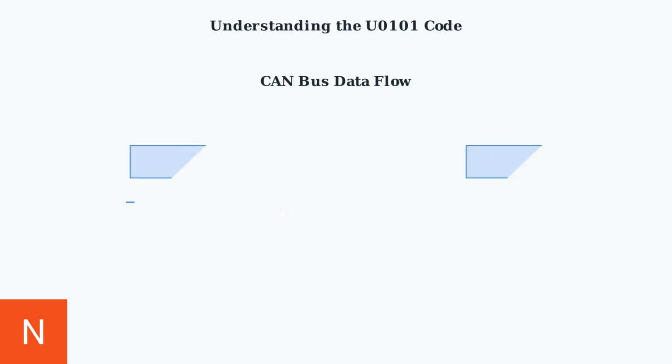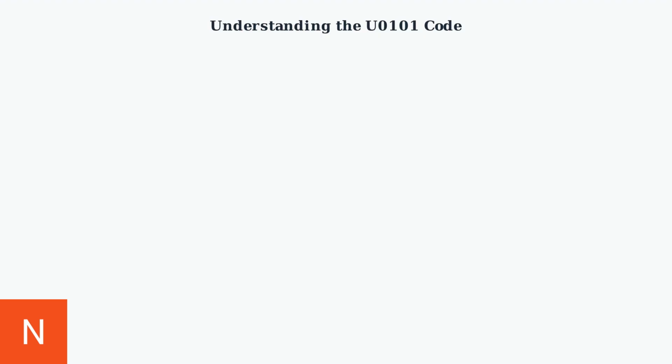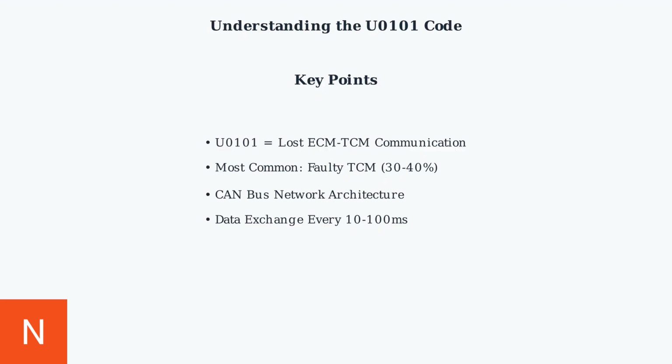In the CAN bus system, modules continuously exchange data packets at precise intervals. The transmission control module must maintain constant communication with the engine control module to ensure proper vehicle operation. When communication fails between these critical modules, the U0101 code is triggered. Understanding these causes and the communication system is essential for proper diagnosis and repair.